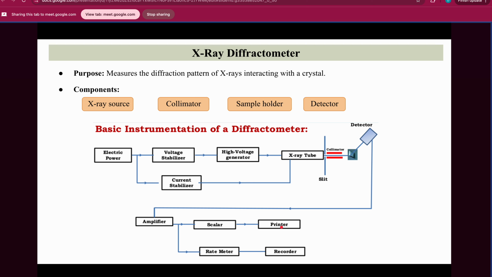The printer will print the pattern and the scaler will capture the distances between the atomic particles inside the crystal. And then there is a rate meter and the recorder, which capture the rate at which the diffracted ray is received. So this is the basic instrumentation of a diffractometer. Till now, we have only studied up to the detector, and the later parts about data analysis, indexing, and all those things will be covered later. So I hope it is clear till now?